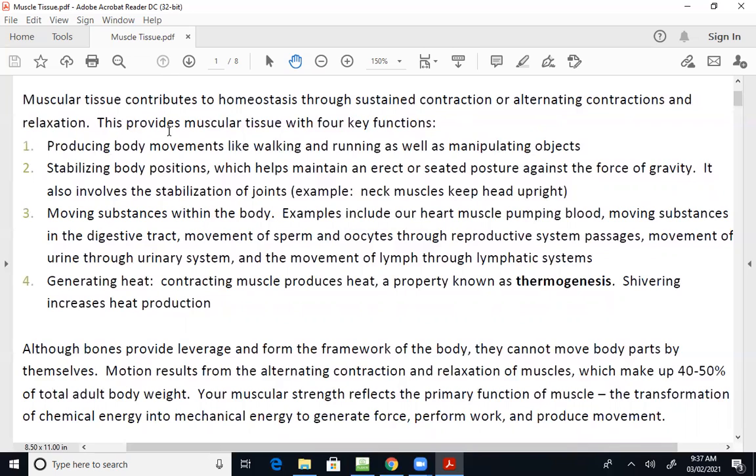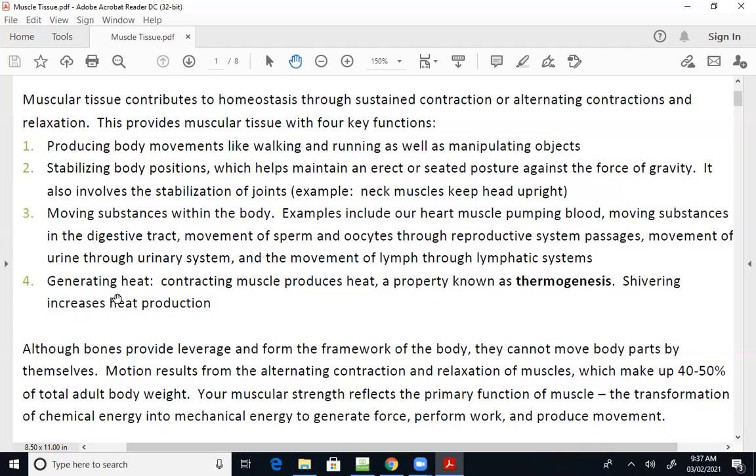The third function relates to those other two types of muscle. Smooth muscle, that, like I said, is found in places like our blood vessels, our stomach, our intestines, moving stuff around, whether it's blood through the blood vessels or blood out of the heart when the heart pumps, meaning that the cardiac muscle is involved. You can see I've left several examples here: moving stuff through the digestive tract, sperm and oocytes, which is just another way to say egg cells, through the reproductive system passages, urine through the urinary system, lymph through the lymphatic systems. So we're moving a lot of stuff thanks to those other two types of muscle.